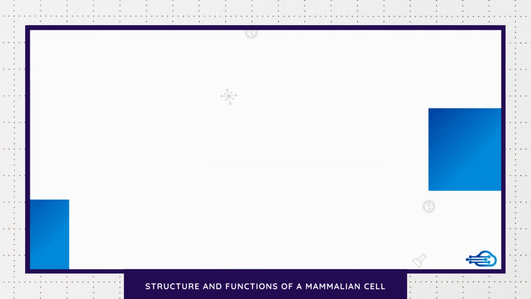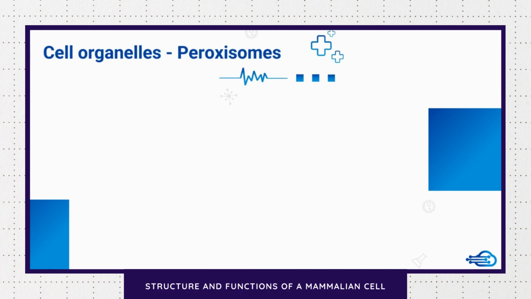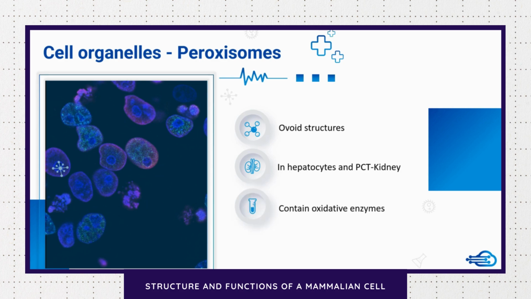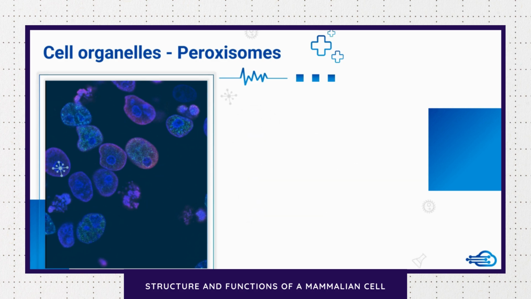Okay. Now let's move on to another organelle, that is peroxisomes. These peroxisomes are ovoid structures and they are seen in hepatocytes and the proximal convoluted tubule in kidneys. Then they contain oxidative enzymes.